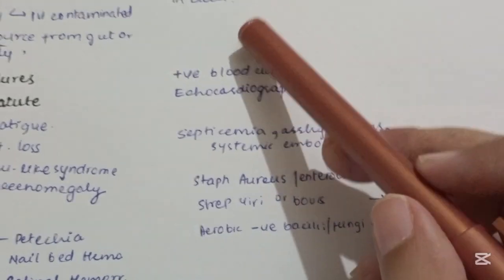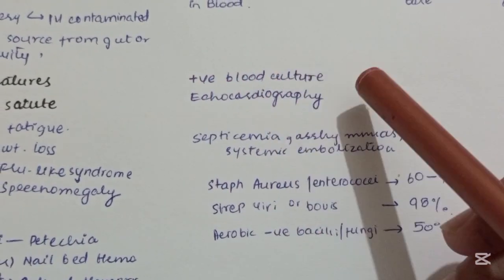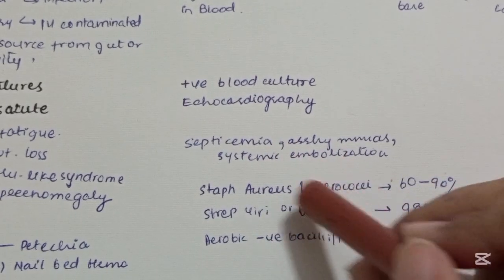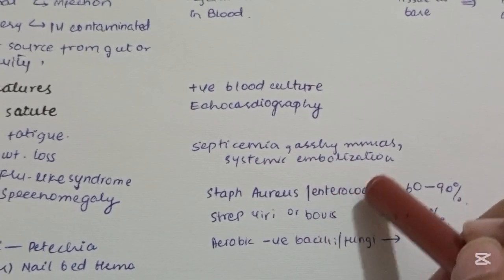Mostly it is detected with the help of positive blood cultures or echocardiography. Septicemia, arrhythmias, and systemic embolization can occur.